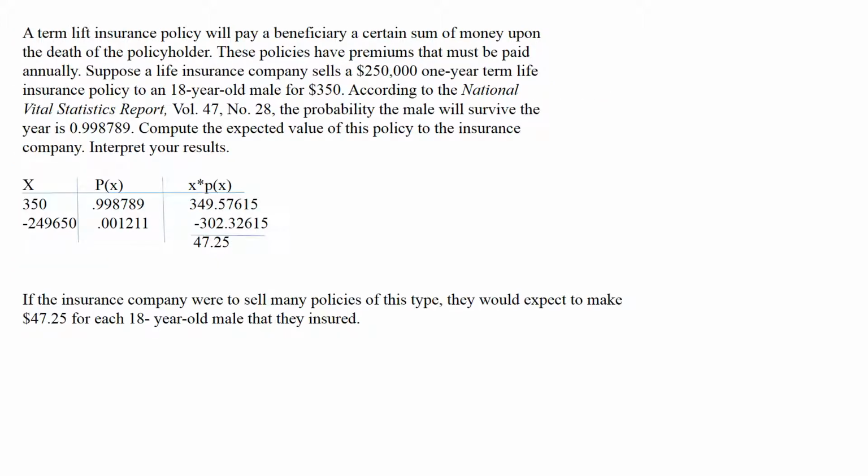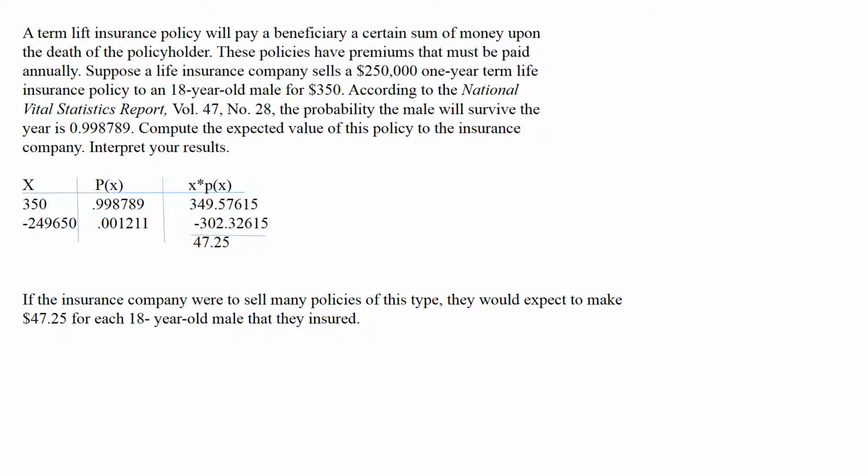Question 8. A term life insurance policy will pay a beneficiary a certain sum of money upon the death of the policyholder. These policies have premiums that must be paid annually. Suppose a life insurance company sells a $250,000 one-year term life insurance policy to an 18-year-old male for $350. The probability the male will survive the year is 0.998789. Compute the expected value of this policy to the insurance company, then interpret your results. We are looking at this question through the eyes of the insurance company.